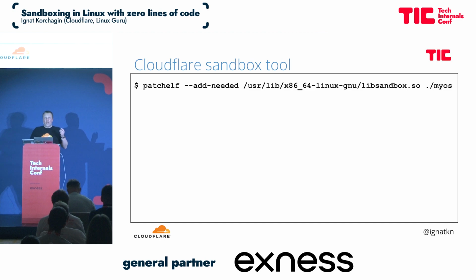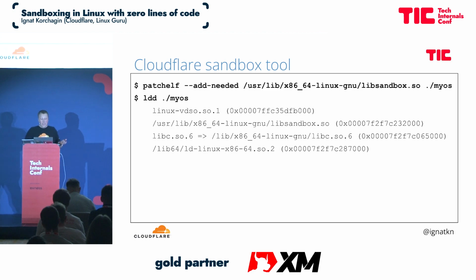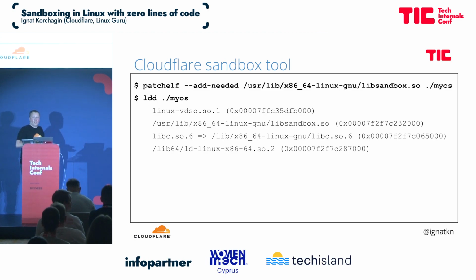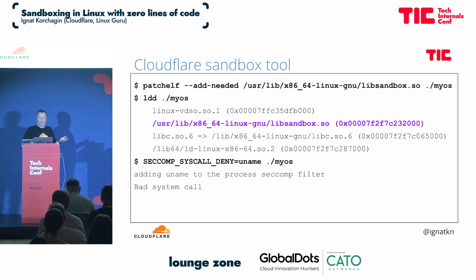And again, we are not recompiling the tool. We are operating on an already compiled executable. We just add a dependency on the library to the process. And you can check which shared libraries are required, and you will see that it now requires our library. Then you can run your application as normal and just provide the system call policy in the environment variable. And it will work as is, and you don't have to use LD_PRELOAD.